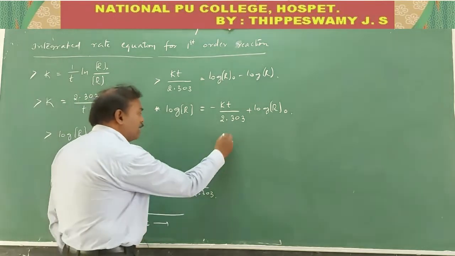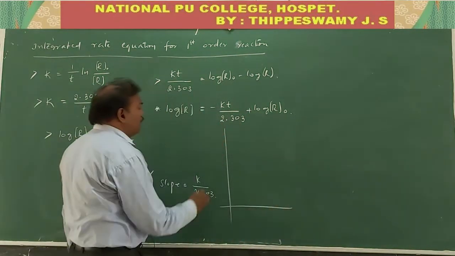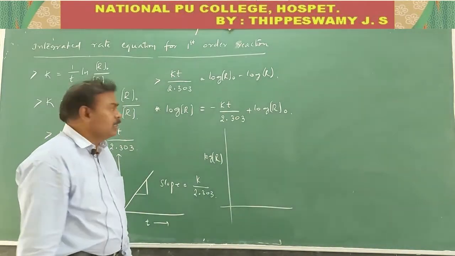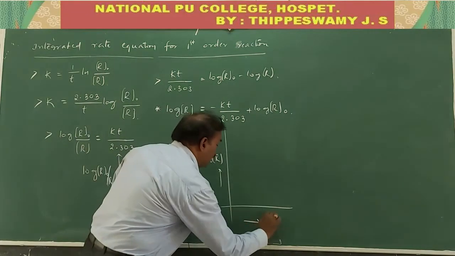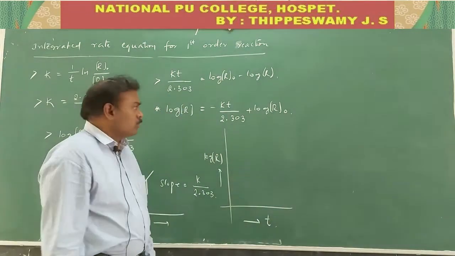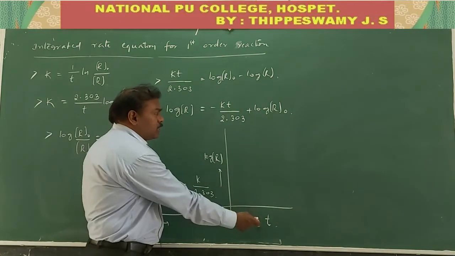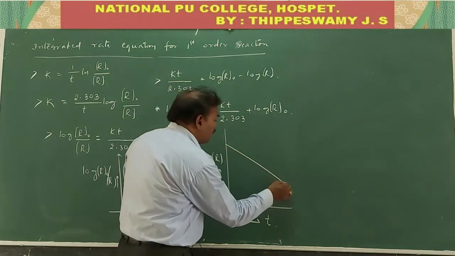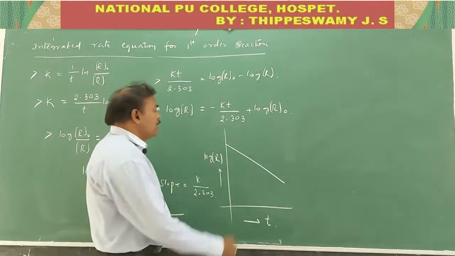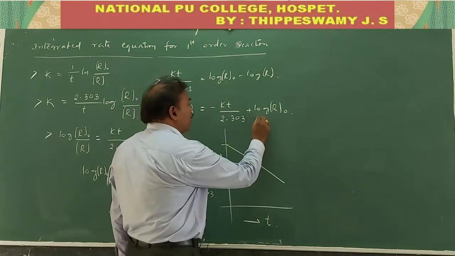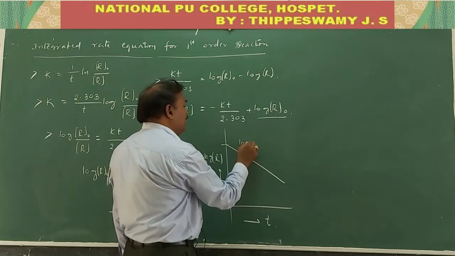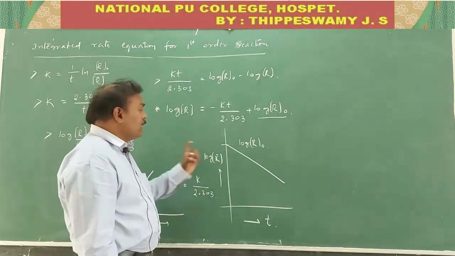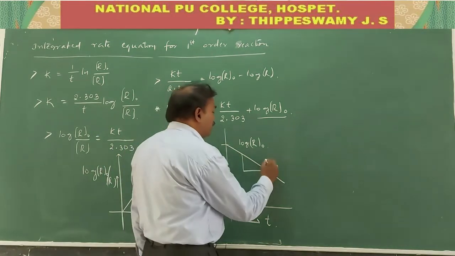So how can you draw the graph here? Along the y axis we have to take log R, and along the x axis we have to take time. If you plot a graph of log R against time t, we get a negative slope. This is the nature of the graph we get. Following all of you? Therefore, this point is the y-intercept, C, that is, the log R0 value. Then what is the slope of this straight line, you know?